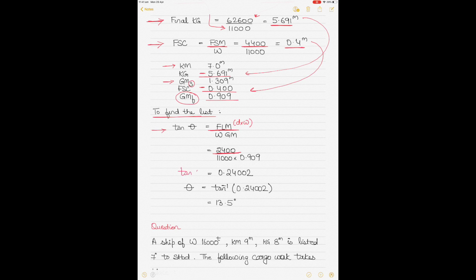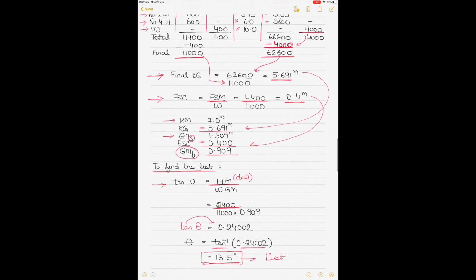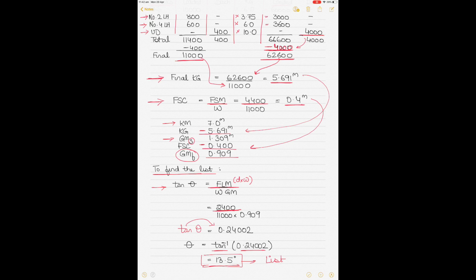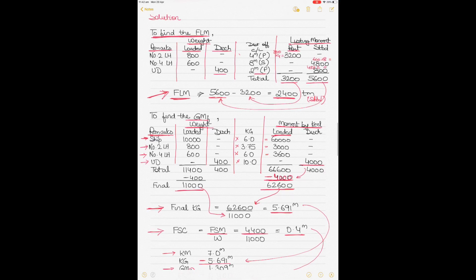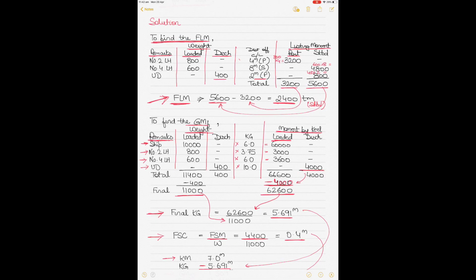So you will get tan theta equals 0.24002. Take tan to the other side, you get tan inverse of the value, and you will get the final list here as 13.5 degrees. This is the final list. Remember, when there is cargo loading, discharging or shifting, and you're calculating the list, you have to consider not only the transverse shift of the weight, but also the vertical shift of the weights. The transverse shift of the weight is the listing moment, and the vertical shift of the center of gravity is calculated as moment by keel. So you have to consider both.